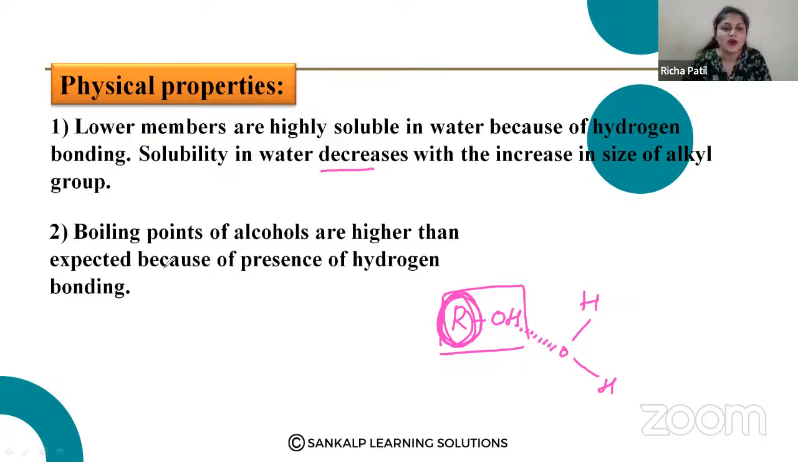Okay, then next: boiling points of alcohols are higher than expected because of the presence of hydrogen bonding. Because there is an electronegativity factor, right? So there is partial negative and partial positive charge formation. These are polar molecules, right? So because of this, the boiling points of alcohols are higher as compared to other compounds, because of the presence of hydrogen bonding.